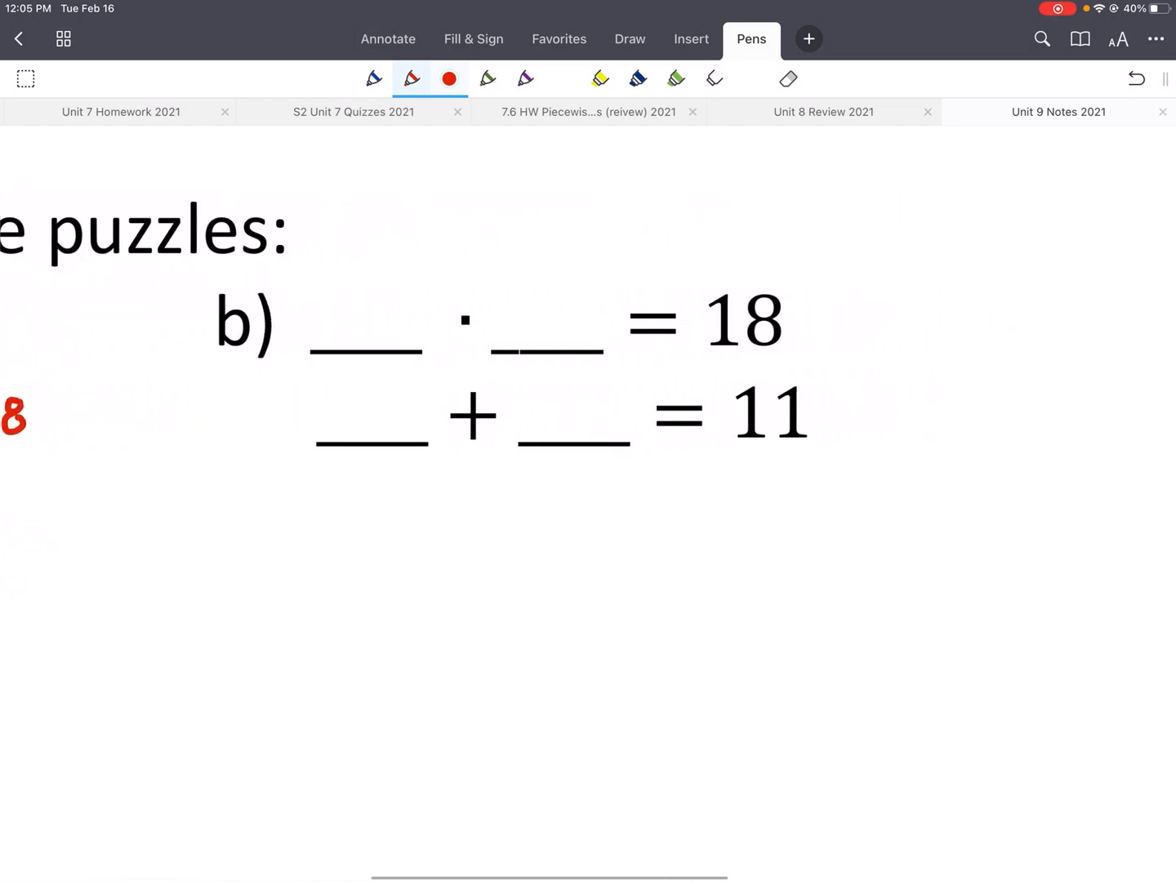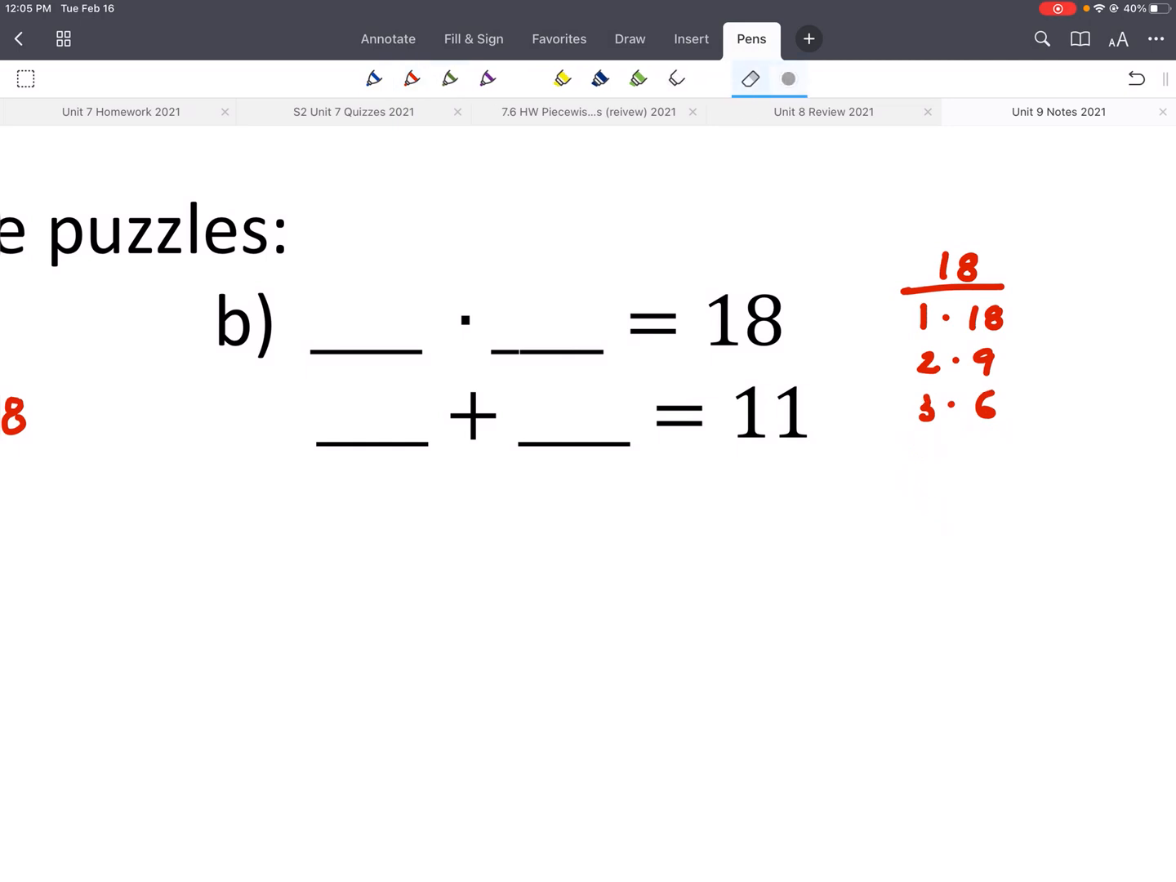All right, here's another one. Pause and give that a try if you haven't done it yet. So for 18, we could do 1 and 18, 2 and 9, 3 and 6, 4 doesn't go in, 5 doesn't go in, and then we're back to 6. So we already have that. So those are our pairs.